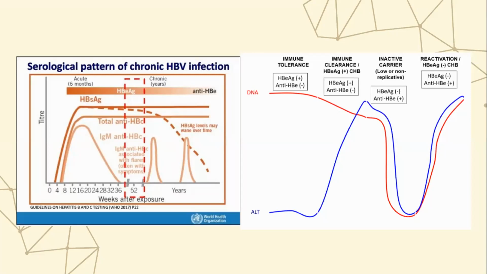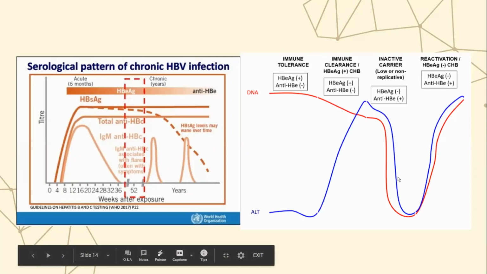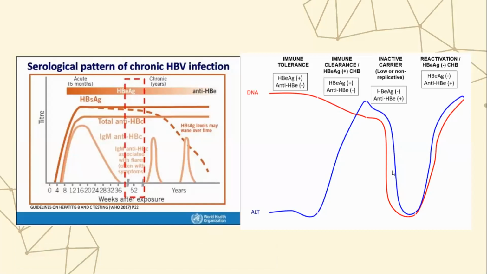For the inactive carrier, it has low or non-replicative virus. So it belongs to the inactive phase where anti-HBe antibody circulates, HBe antigen does not, and serum aminotransferases are normal. Blood HBV DNA is also low. As you can see, the DNA viral load goes down from high to as low as 200 IU per ml. These people are now called asymptomatic carriers and are at very low risk of progression to cirrhosis or hepatocellular carcinoma.